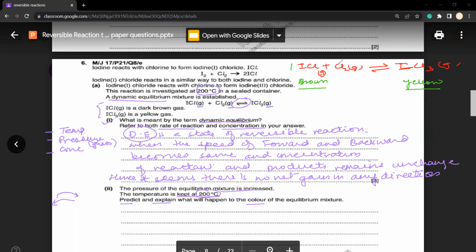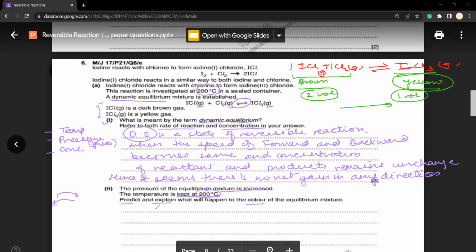For the pressure, we have to look at the total net volume on both sides. So I have one volume of ICl and one volume of Cl2, so altogether two volumes of the reactants, whereas I have just 1 mole or 1 volume of my ICl3. Now, an increase in pressure always favors the side with the reduced volume. So the reduced volume is on the forward side. So if I increase the pressure, it is going to favor the forward reaction, and the color of the compound formed by the forward reaction is yellow.